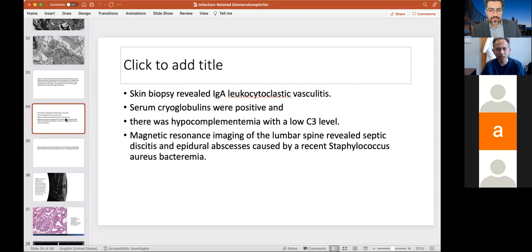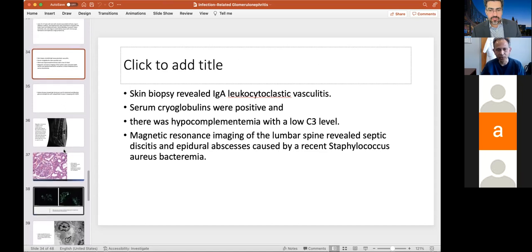So he had a skin biopsy which showed IgA leukocytoclastic vasculitis, serum cryoglobulin was positive, and there was a low complement C3. So basically, if you go by this, you highly suspect the patient might have IgA vasculitis, and in that case, the patient would need immunosuppressant therapy. So the patient had an MRI, which showed that he has an epidural abscess, and he recently had Staph aureus bacteremia. Next slide.